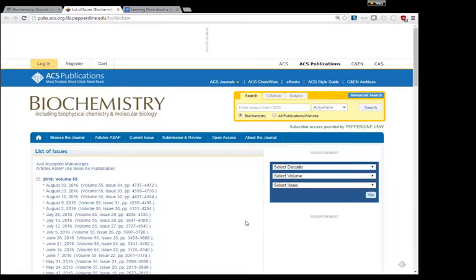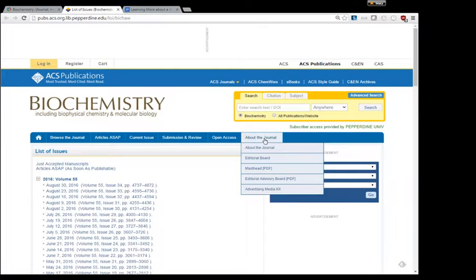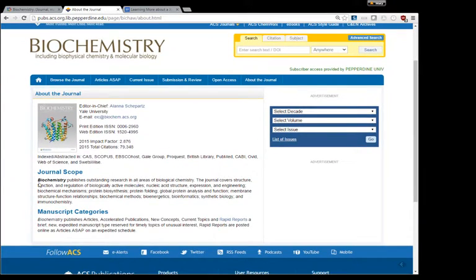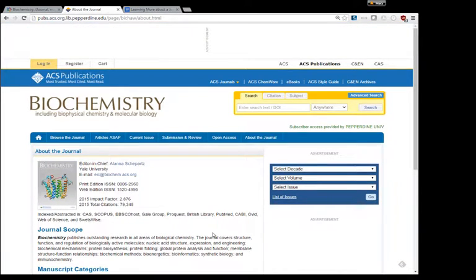The first place that I'm going to show you is under About the Journal, the About the Journal link. And this will give you not only the journal scope, but also the manuscript types. So this tells you that this journal publishes outstanding research in all areas of biological chemistry. It goes on to give a little bit more information. And the types of articles that are published are articles, accelerated publications, new concepts, current topics, rapid reports. So that gives you a little bit of information about the nature of the journal.